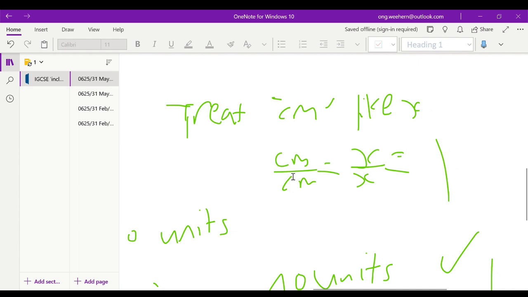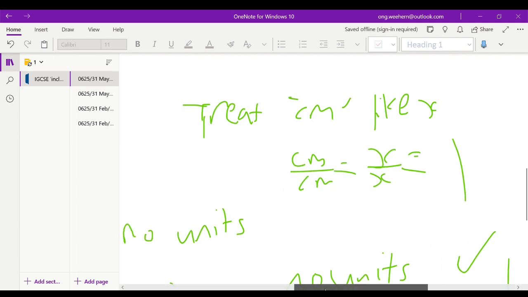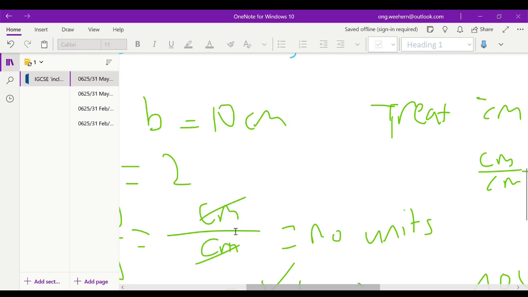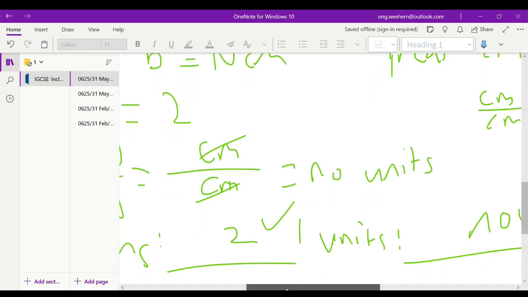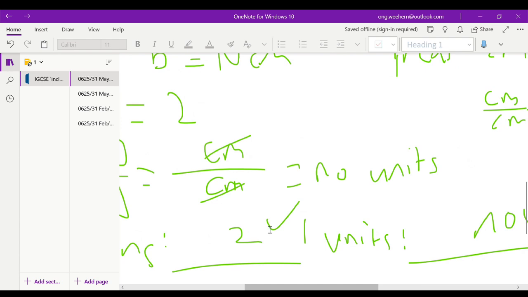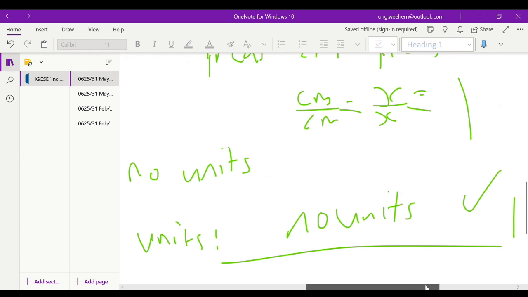For example, cm over cm is equal to x over x, which gives you 1. But you do not write 1 as a unit. The correct method is to write no units, because the cm and cm cancel out each other. So when you are asked, you are expected to write the correct numerical answer for 1 mark, and the units as no units. You must specifically write no units if the answer doesn't have units and the question asks you to write units. Then you're awarded credit.